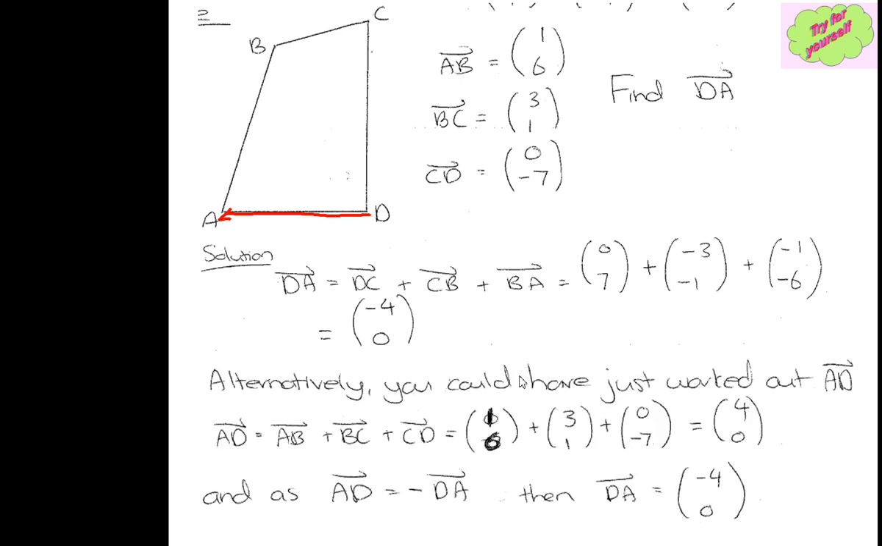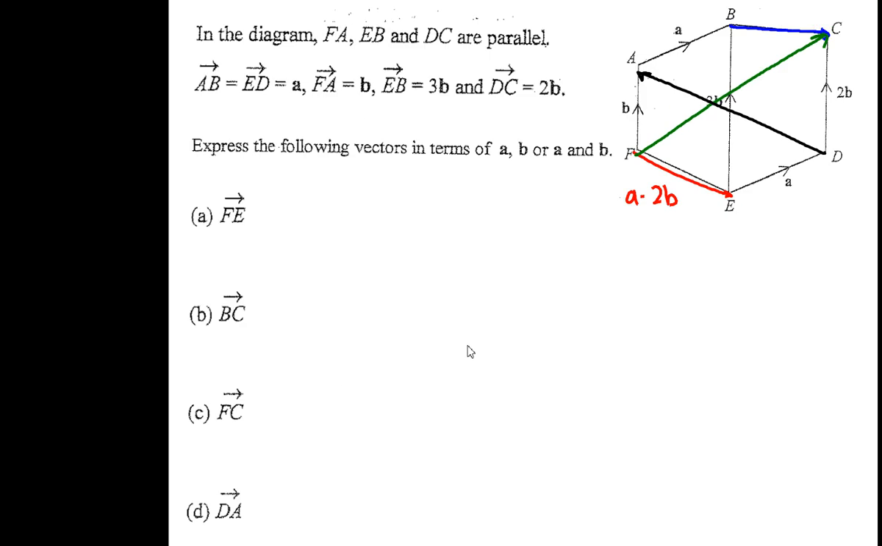As I said, alternatively, you could have just worked out AD, but then you would have to remember at the end to find the reverse of that. And sometimes people forget to do that. So AD is AB plus BC plus CD, which is basically that plus that plus that. And then you would get 4, 0, but then you have to remember that AD is the negative of DA. So DA would be negative 4, 0. Some people would then by accident leave it like this and forget to turn it into that. So for me, I personally found it safer to go straight to what it should have been. But whatever works for you, as long as you get the right answer.